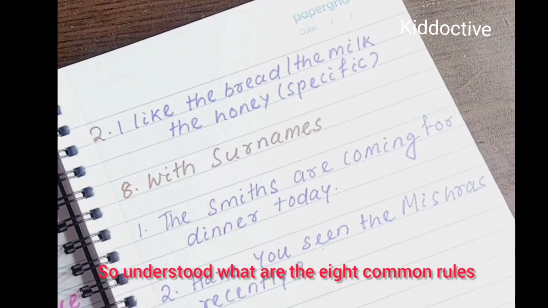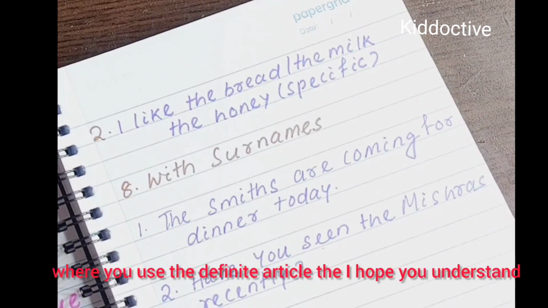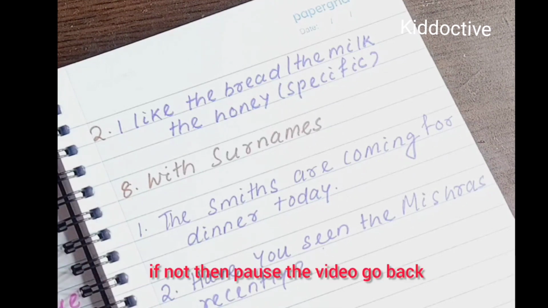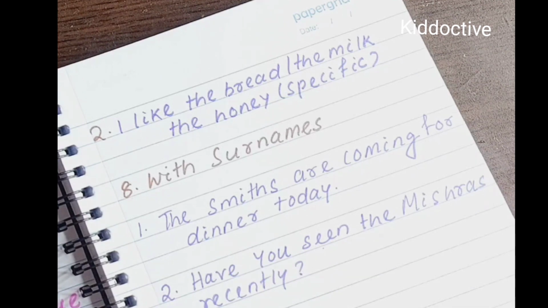So understood what the 8 common rules are where you use the definite article the? I hope you understand. If not, then pause the video, go back and see the rules again. You can easily understand.